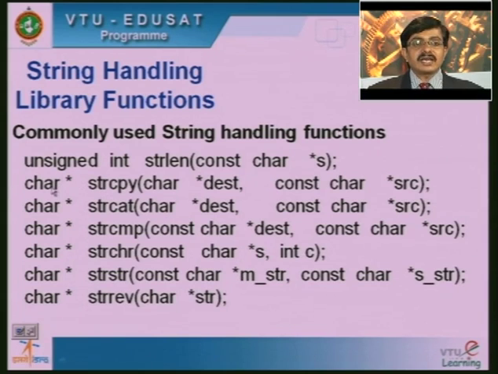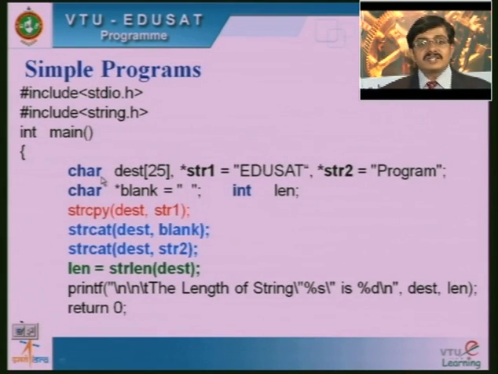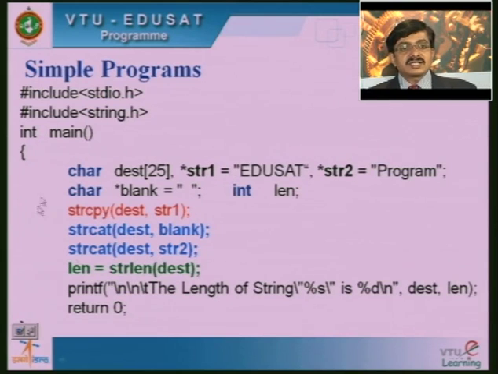We can note that the return types are char star, a pointer to character. After copying the string, the base address of where exactly it is copied will be returned by strcpy. Similarly, after concatenation, the base address of where the concatenation has happened will be returned by the strcat function, and so on. Most of the string handling library functions return a char star, which is a pointer to char, whereas strlen returns an integer type, because it is returning the length of the string.